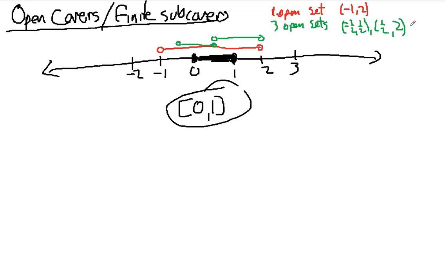So I'm going to throw in a different open set. How about (1/4, 3/4)? And now look, this black part is completely covered by the 3 green sets. So those are all examples. Those are 2 examples of open covers. This one has 1 open set. That one has 3 open sets. Very soon you're going to see an example with an infinite number of open sets. But I want to give you a couple of non-examples.